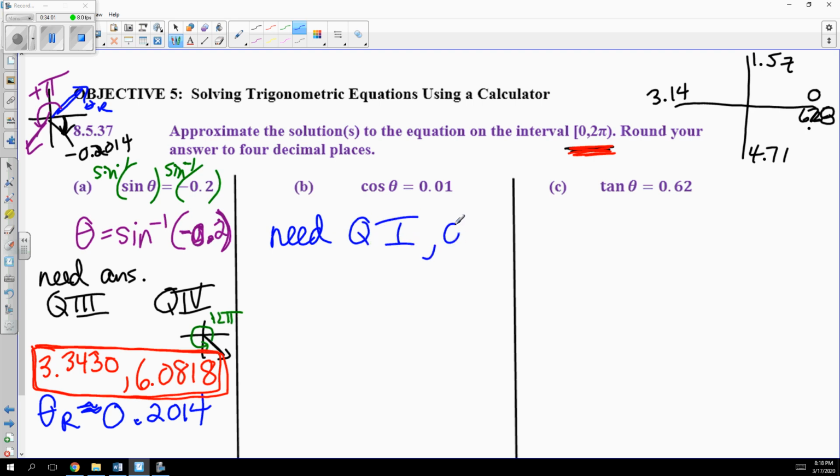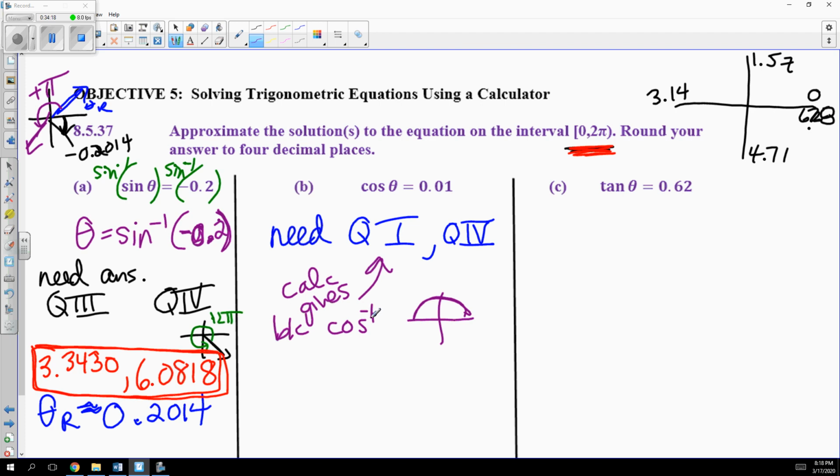Quadrant 1 and quadrant 4 angles. Your calculator will give you this one. Your calculator gives the quadrant 1 angle because inverse cosine is only from 0 to pi. That's kind of why it's only giving you that angle. So when I do second cosine of 0.01, it's going to give me theta is approximately 1.5608. So that's in quadrant 1.